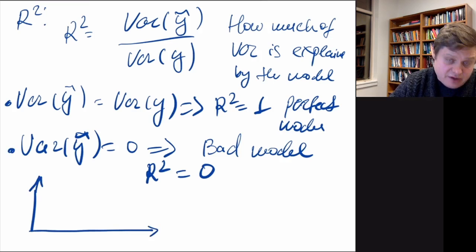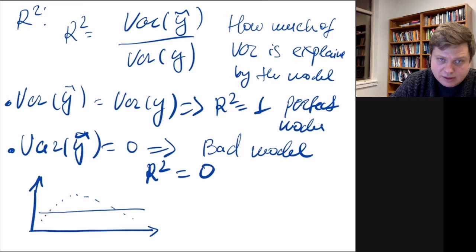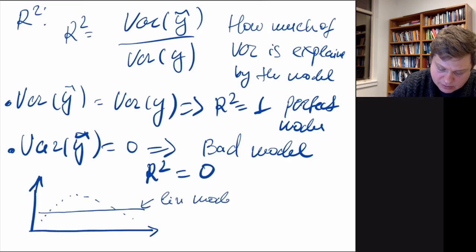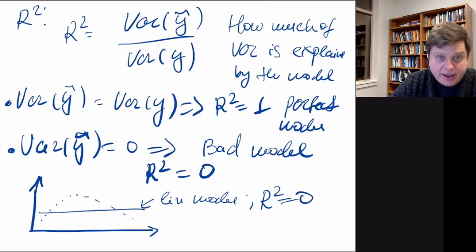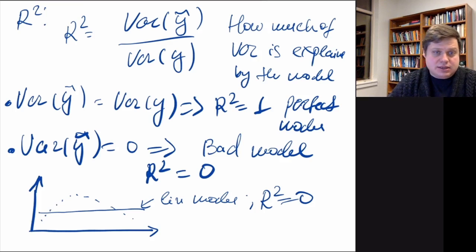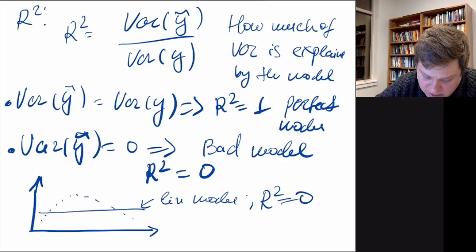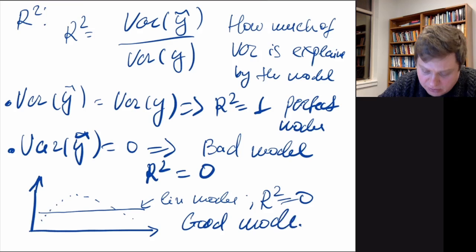So let's say you don't have linear data, but you have data like this, right? And you try to fit a linear model. So the best linear model is going to be a constant model, just like this. And the r squared of this model is going to be 0 just because y hat is constant. So the variance in y hat is going to be 0, so r squared is 0. But it doesn't mean it's a bad model. It's actually the best possible model. So it is a good model, even though r squared for this model is 0.